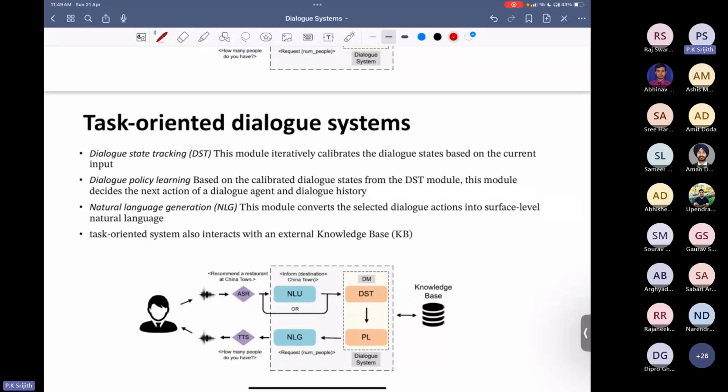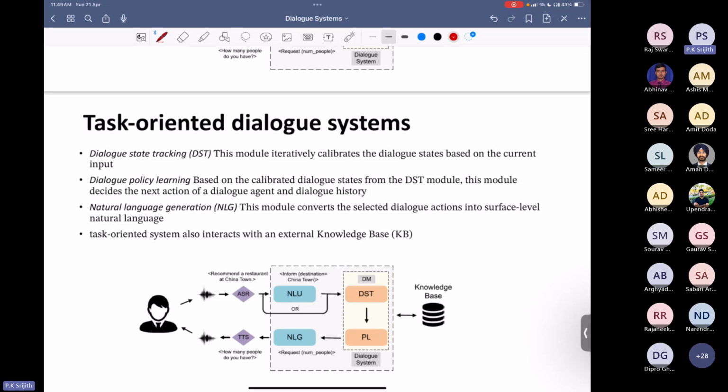When it comes to dialog state tracking, it maintains something like a summary of all the information it has seen so far, which is provided to it by the NLP unit. Okay, so the dialog policy learning module decides what action the dialog manager has to take based upon the information it has gathered so far.